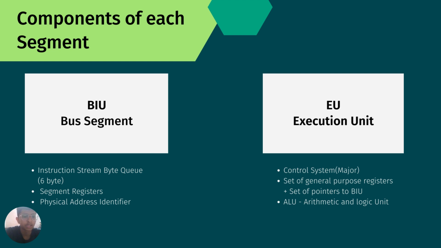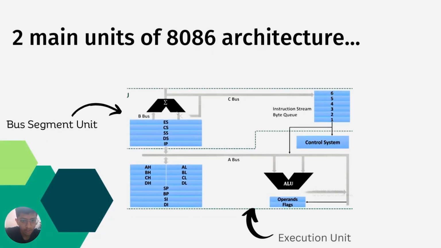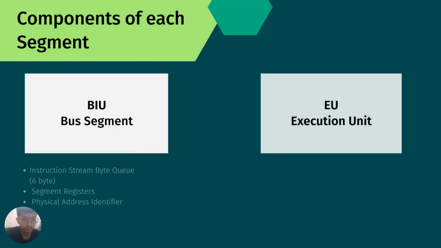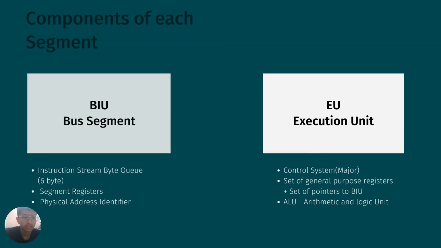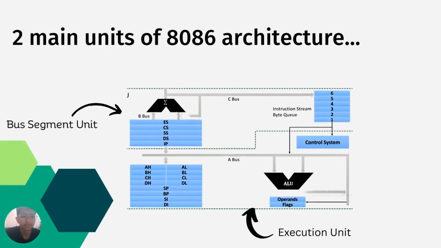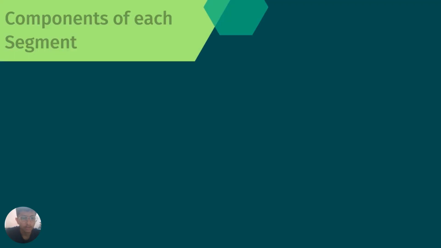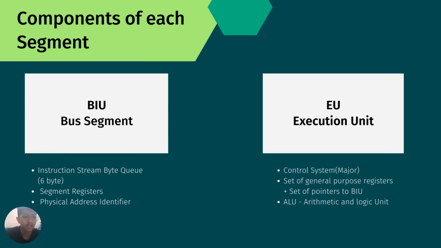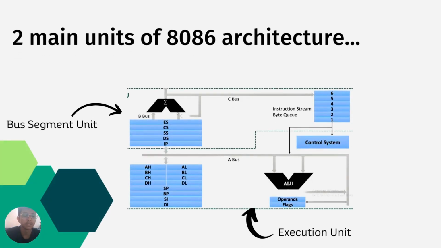The BIU contains the instruction stream byte queue, which is 6 bytes, placed just here. It also contains segment registers. Segment registers contain multiple types of registers, which I will explain further. Now, the third component is the physical address generator. The physical address generator basically generates the address via the memory interface.